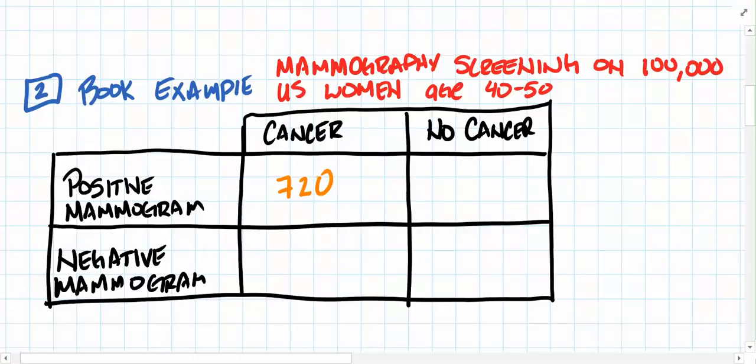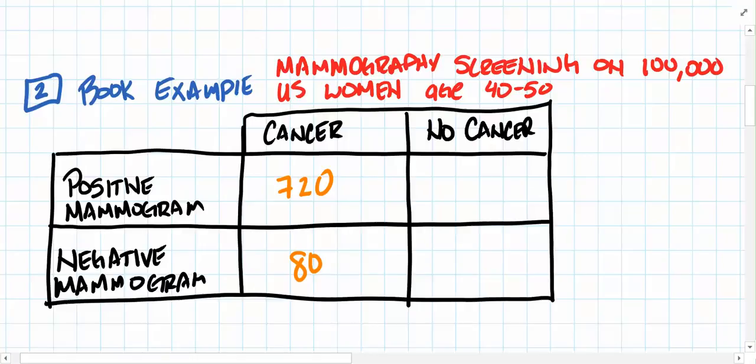Negative mammograms with cancer. Do you think that number would be more or less than 720? If you test for a negative mammogram, would you think it'd be more or less than 720? What's the difference between positive and negative? Positive mammogram means that they found positive cancer cells. The negative means they didn't find any cancer cells. So less. Good. So there's 80. They found 80 in this one.